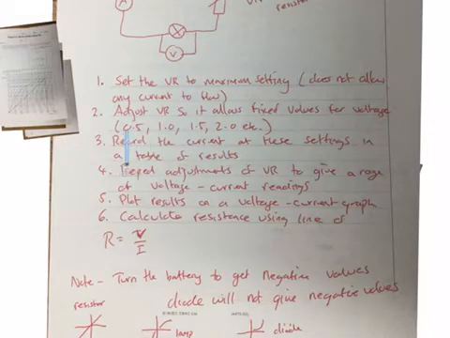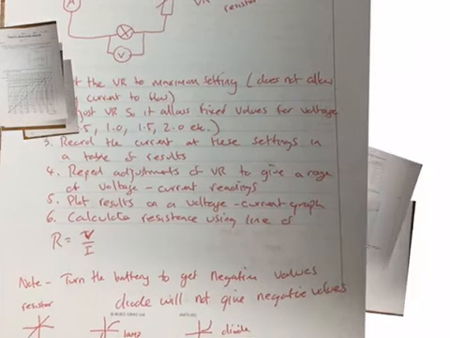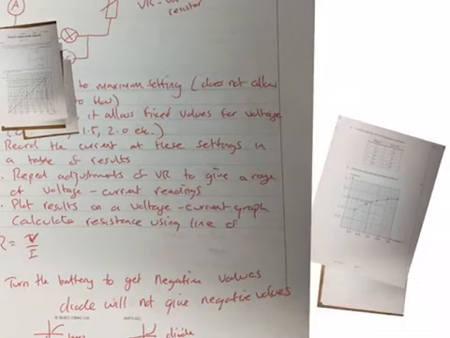It could be 0.25, then 0.5, 0.75, 1. It could be 1, 2, 3, 4. So long as they're equal steps, it doesn't matter. I'm just giving that as an example there. Record the current at these intervals, at these settings, in the table of results. Repeat these adjustments to give a range of voltage and current readings, and then you're going to plot these results on a voltage current graph, which is going to be this down here, when I show you.